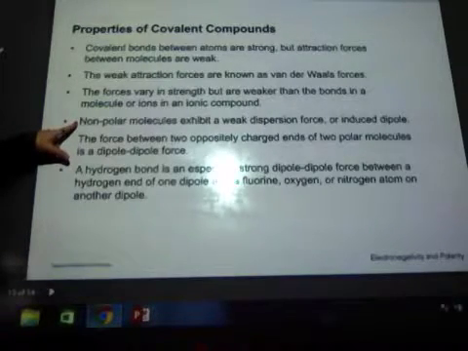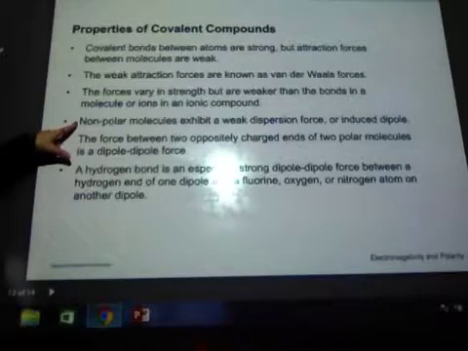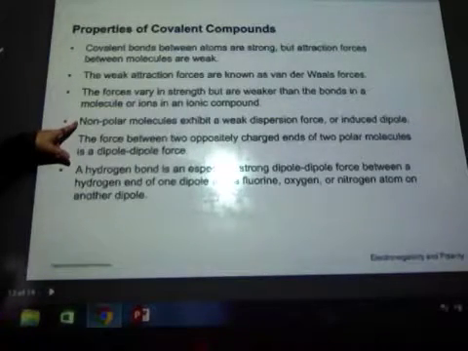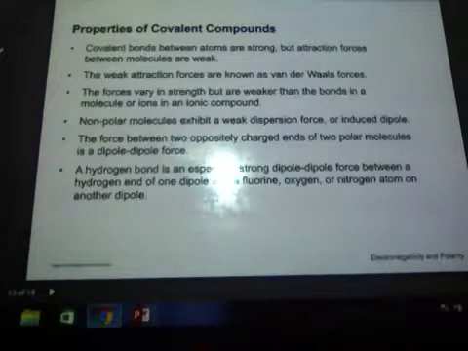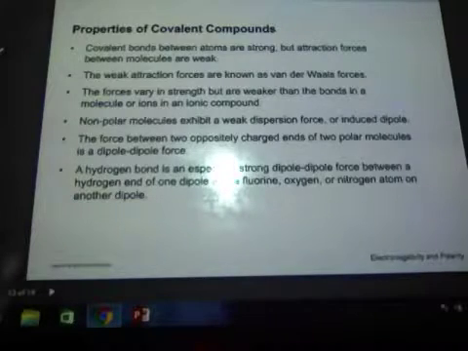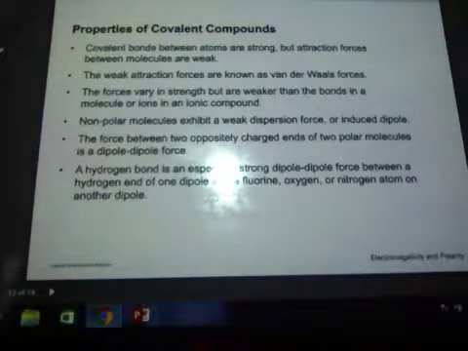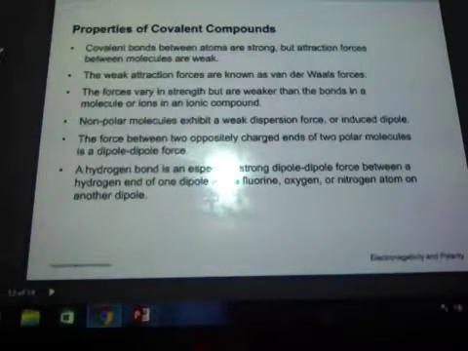Nonpolar molecules have something weaker. It's called a weak dispersion force, or simply an induced dipole. What this means is that nonpolar are the weakest out of all of them. Nonpolar bonds, so like I said, grease is nonpolar. It might be hard to get out of clothes, but as far as melting and things like that, it's not held together very tightly. It has a weak force.